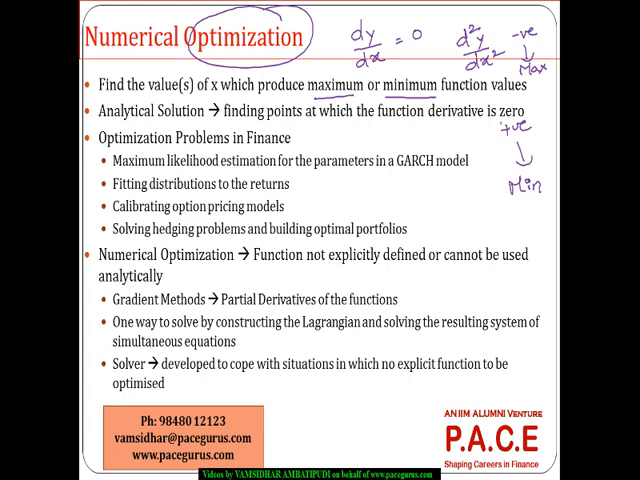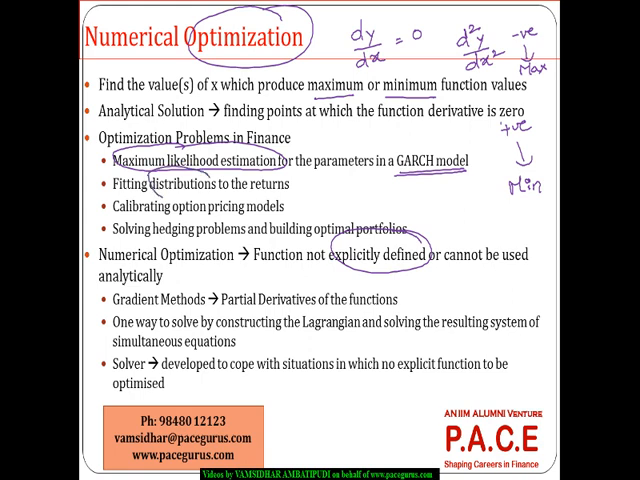But what we typically see in the majority of problems is that the function is not explicitly defined. I may not have a direct function for which the derivative can be found that easily, or the function may not be explicitly defined at all. In those cases, I can very well depend on an optimization procedure, for example to find the maximum likelihood estimation for volatility estimations in GARCH and EWMA kind of models.